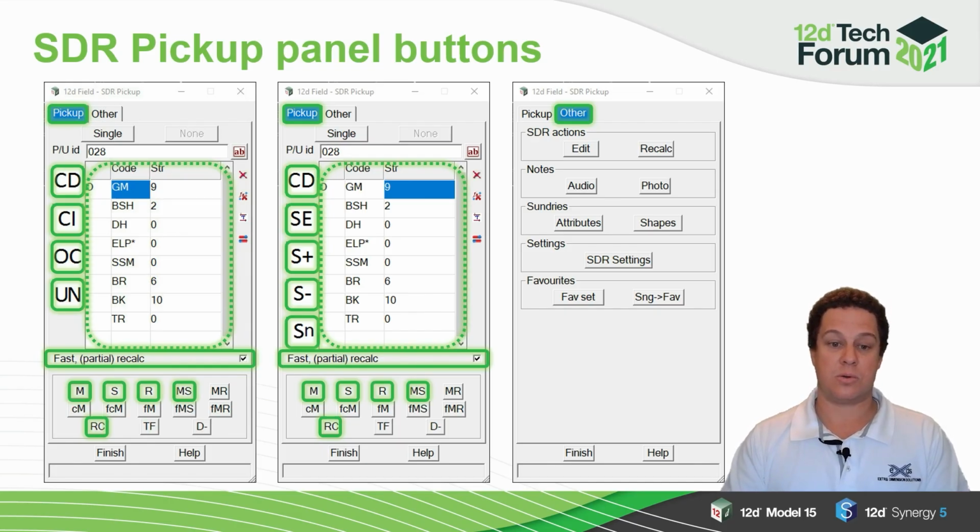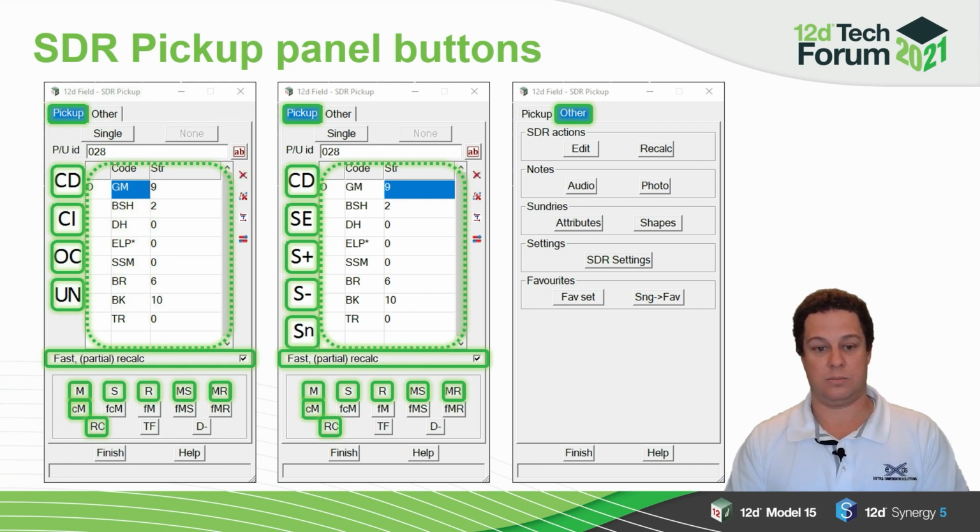MS will measure and store. MR will measure and record. CM will activate the measurement panel, which allows the user to swing or change the distance of the shot.